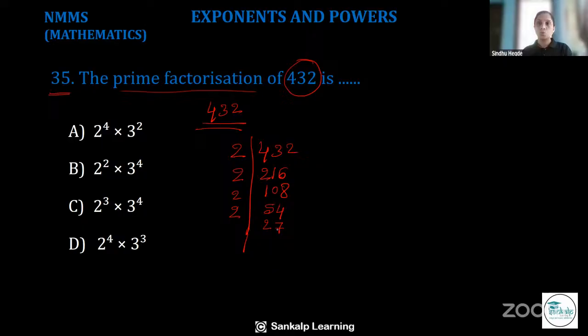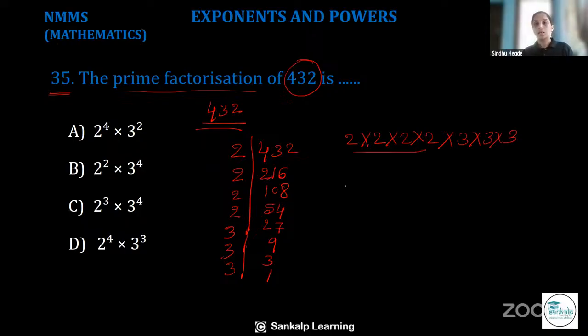So next move on to the next least number, that is 3. We can divide this 27 with 3. 3 9s are 27. 3 3s are 9 and 3 1s are 3. We got the prime factors. What are those? 2 comes 4 times. Then 3 comes 3 times.